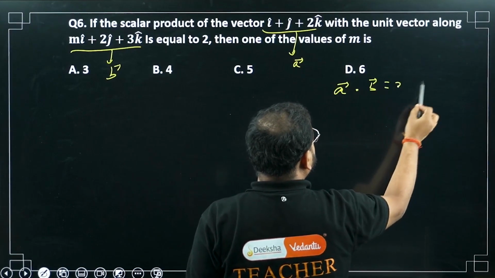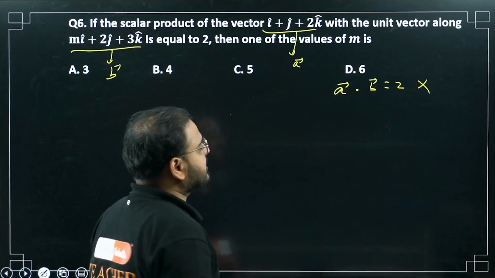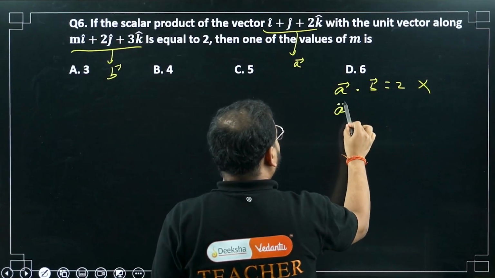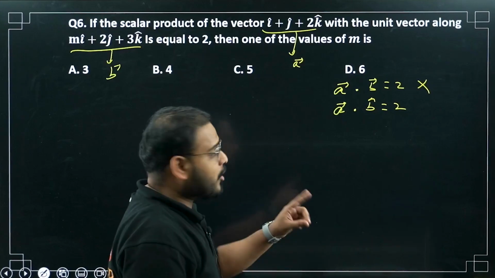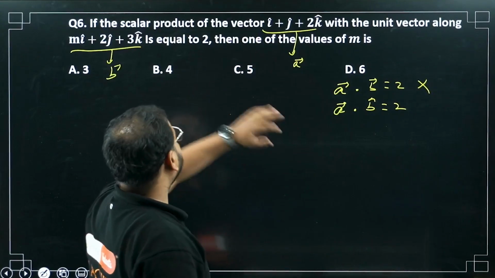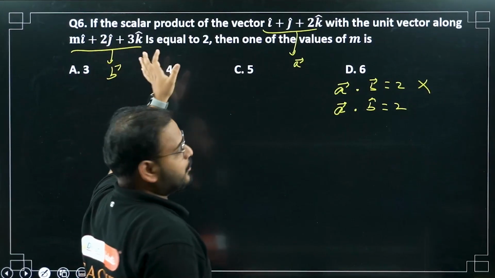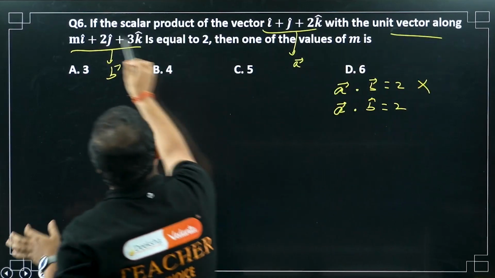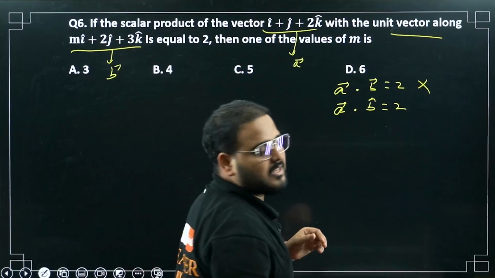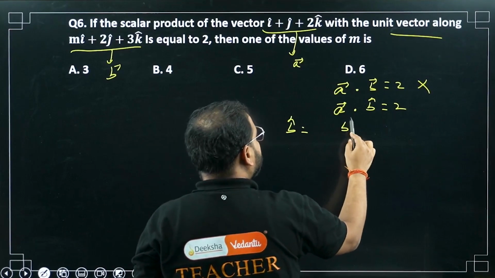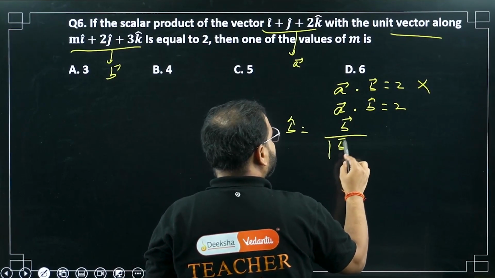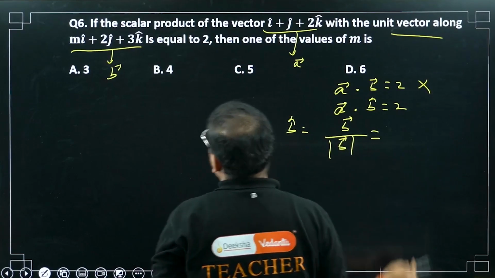Are they saying this? No, sir, they are not saying this. They are saying A dot B cap is 2: the scalar product of the vector A with the unit vector of this vector is 2. So find the unit vector. It's going to be vector b upon mod of b, right? What's vector b?